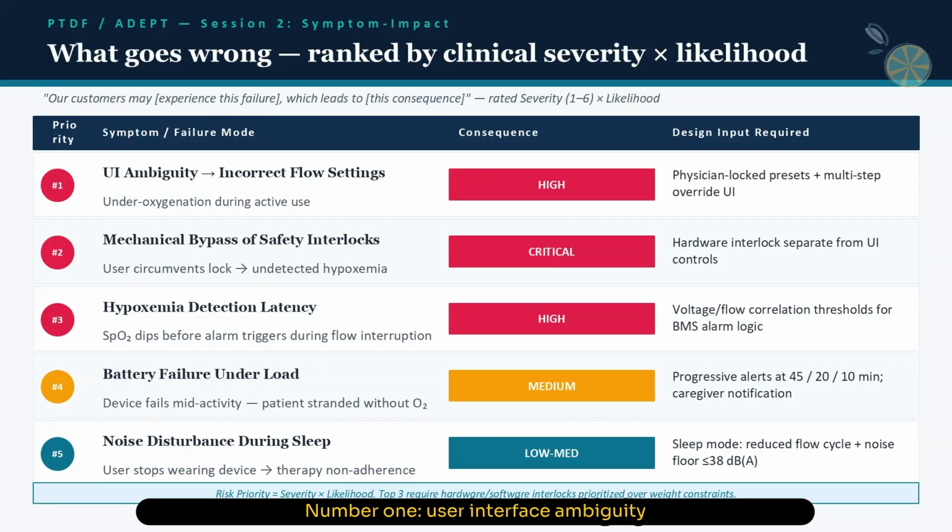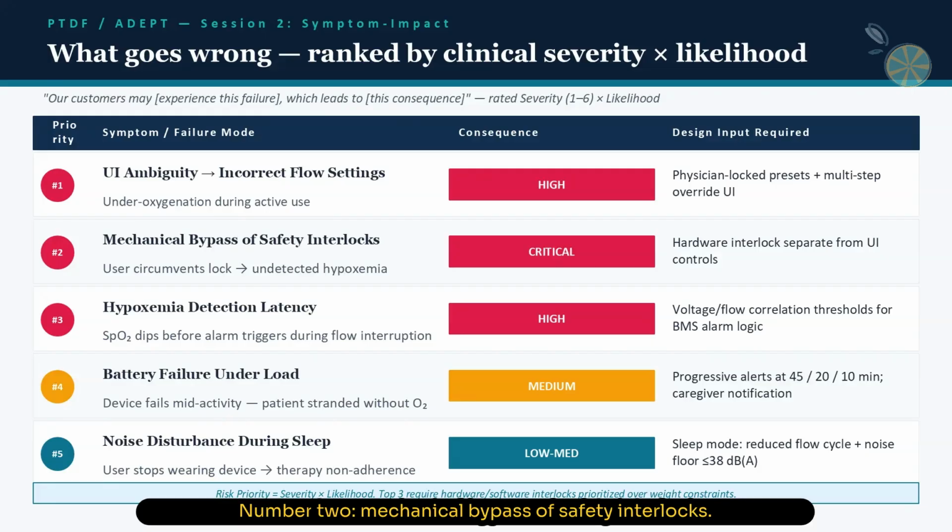Number 1, user interface ambiguity leading to an incorrect flow rate setting. Margaret believes she's receiving therapy, but she isn't. That's a high severity. The design inputs are related to physician-locked presets with a multiple-step override user interface. The flow rate spec came from the greenlight packet. The failure mode is new, how a user can interact with a device in a way that defeats the spec.